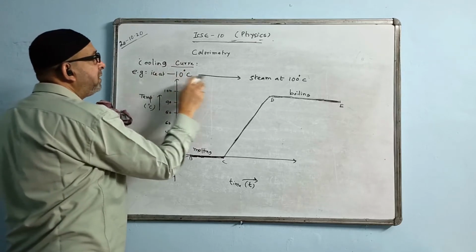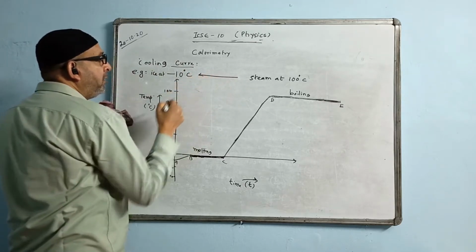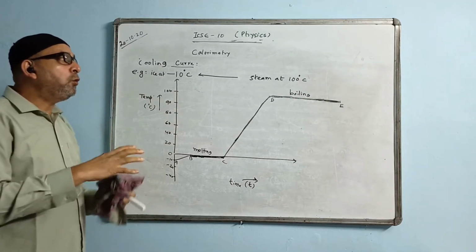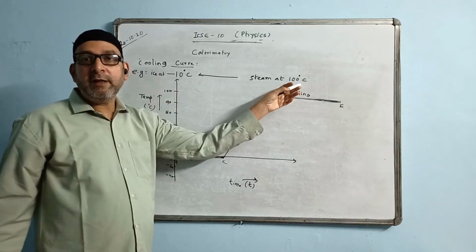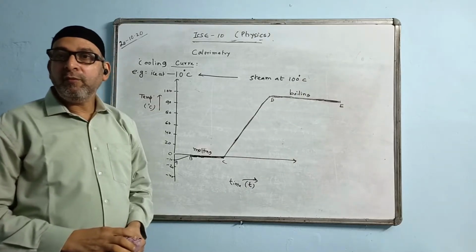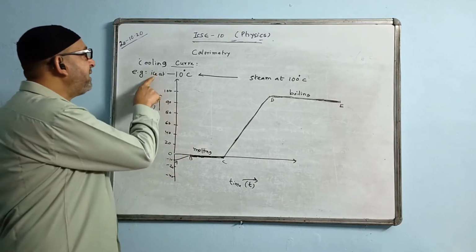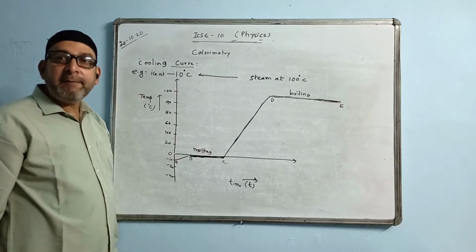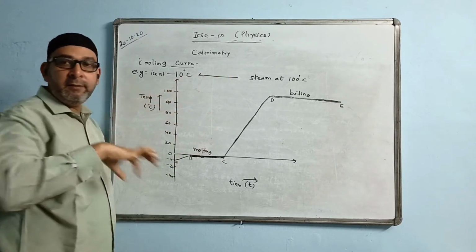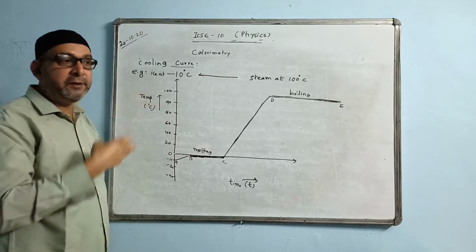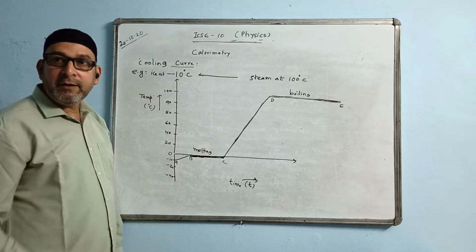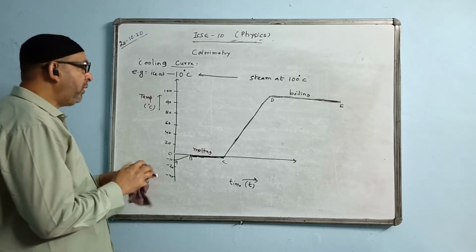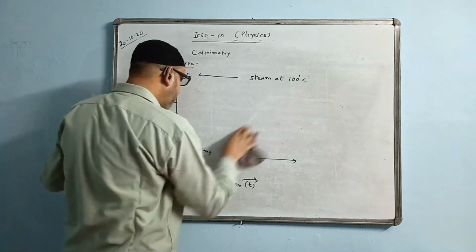Cooling curve is just the opposite of that. For a cooling curve, they may ask you to cool steam at 100 degrees Celsius to finally change it into ice at minus 10 degrees Celsius. You have to keep cooling it. When does cooling take place? When it loses heat, when it gives out heat or rejects heat. When it rejects heat, then it starts cooling, so there will be a fall of temperature. So the cooling curve will look like the reverse of this.